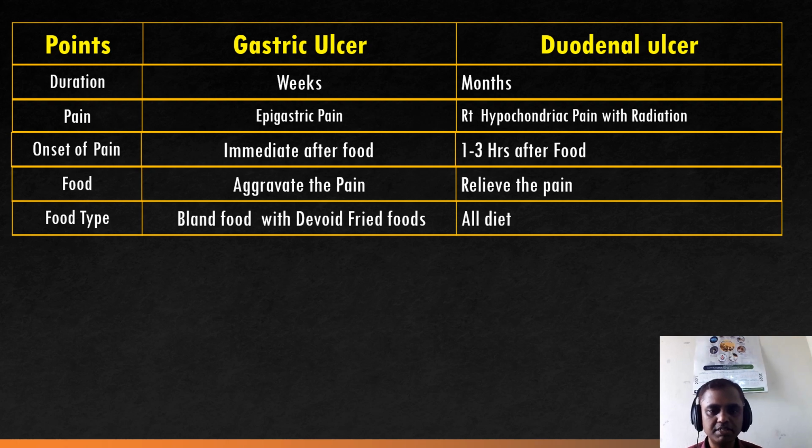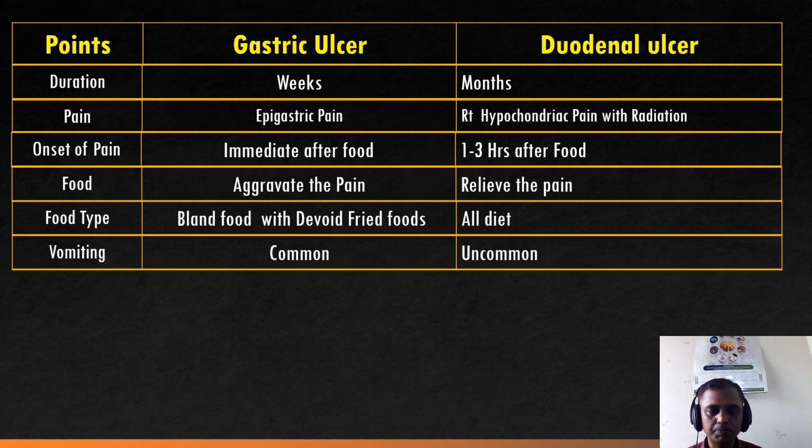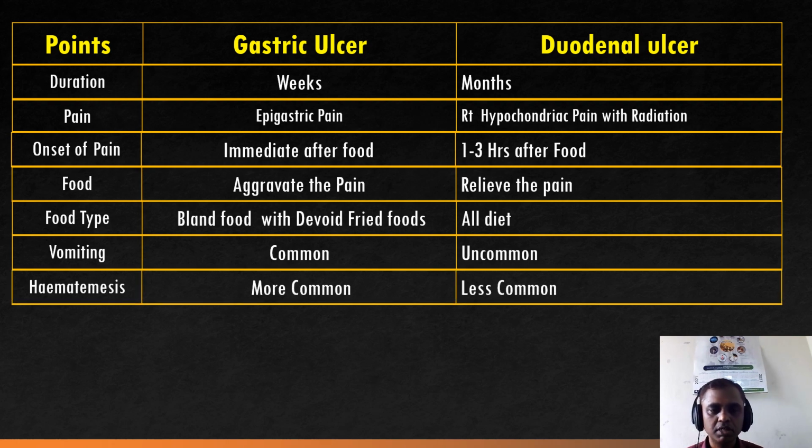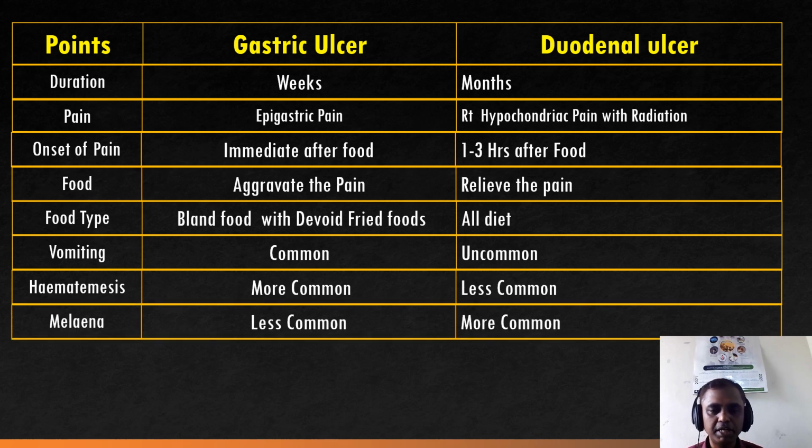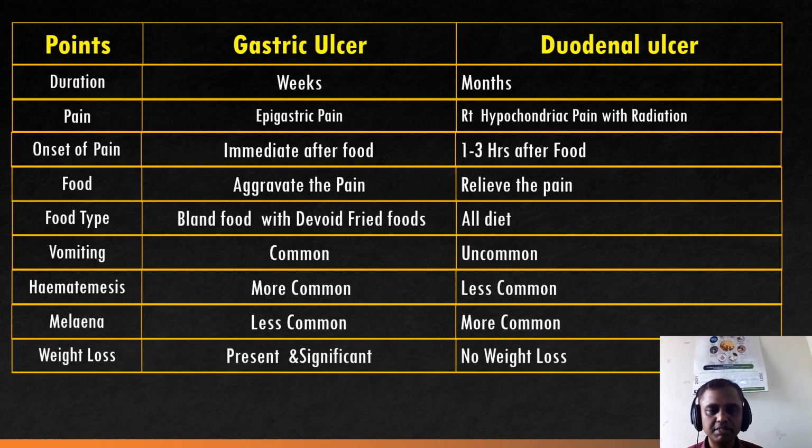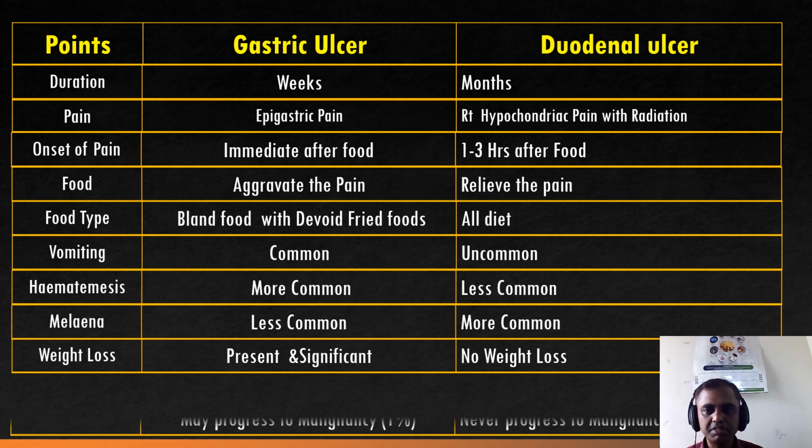And usually the gastric ulcer patient prefers bland food, devoid of fried foods, whereas the duodenal ulcer patient will take all types of food. Vomiting is uncommon in duodenal ulcer, whereas it is very common in gastric ulcer. Hematemesis is more common in gastric ulcer than duodenal ulcer. Melena is more common in duodenal ulcer than gastric ulcer. Weight loss is present and significant in gastric ulcer, whereas there is no significant weight loss in duodenal ulcer.